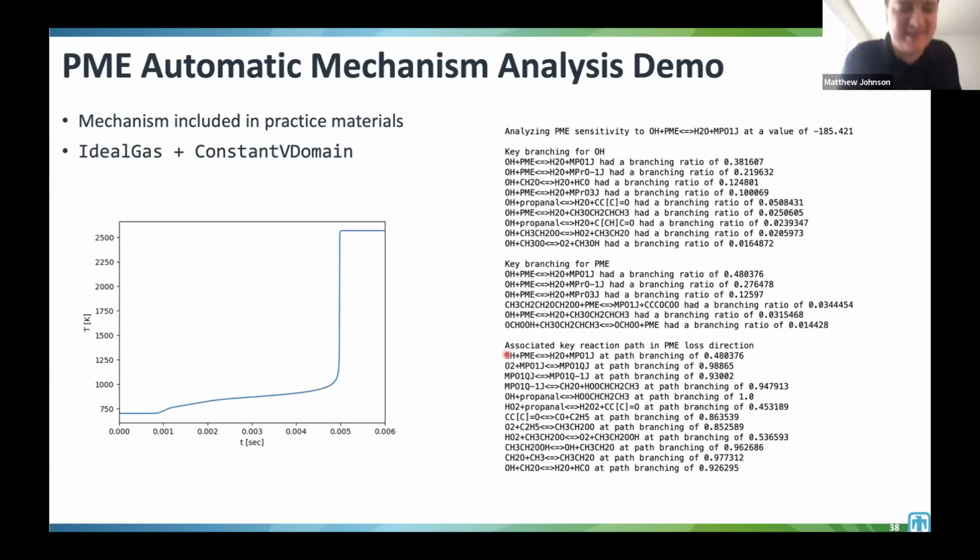So the third demo that I added this year is to show a little bit of the automatic mechanism analysis toolkit. This is a little bit larger mechanism that shows this off a little bit more. So this is a simpler system. This is just an ignition delay system where we've got some temperature profile, and then we're at constant volume building up radical concentrations, and then the temperature spikes when the fuel ignites.